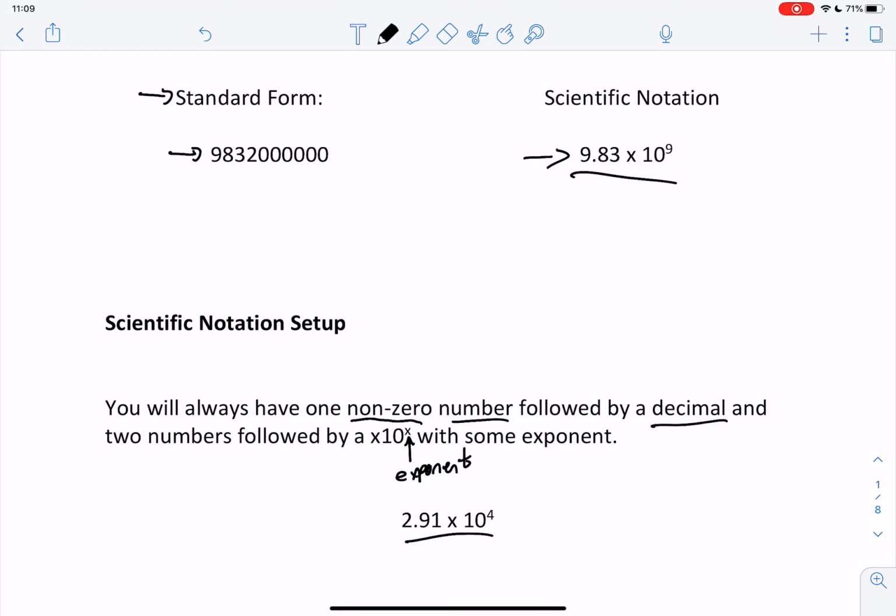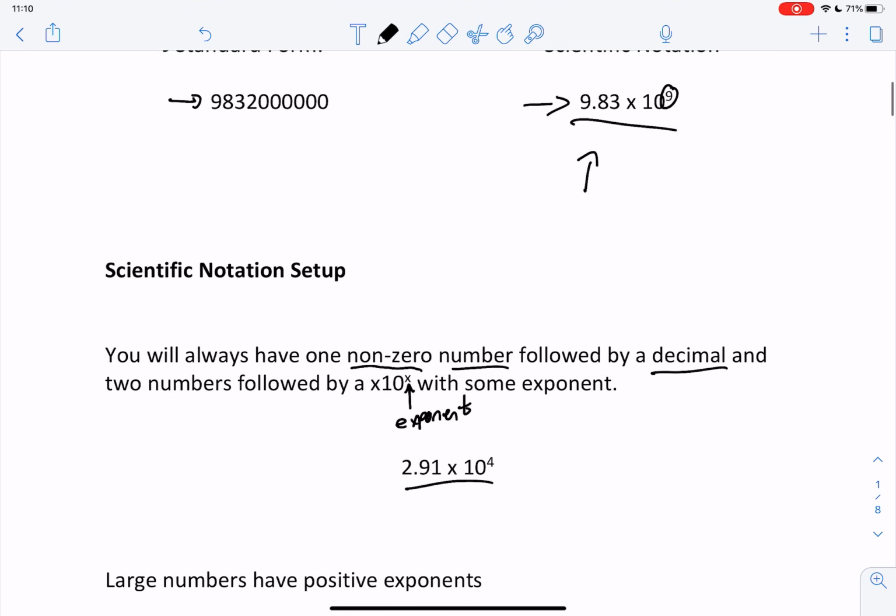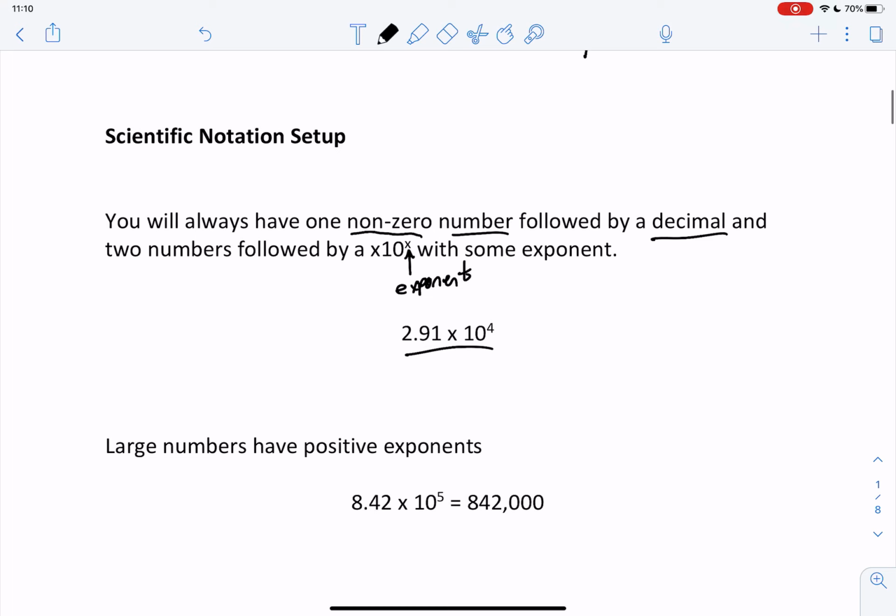Okay, so for example, here we have the top one. We have 9.83, a non-zero number to start, 9, followed by two numbers. Again, they can be zero, they don't have to be. Followed by times 10 to the 9th. So that's telling me that's a really large number. This one down here is 2.91, right? So it's always going to be a number, a decimal place, two numbers, and then times 10 to the something. Whenever you see something with a positive exponent, that means it's going to be a very, very large number. The larger the exponent, the larger the number.